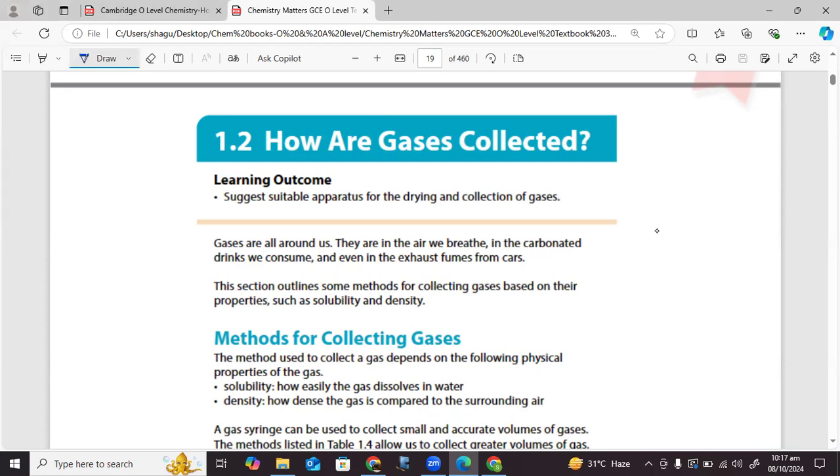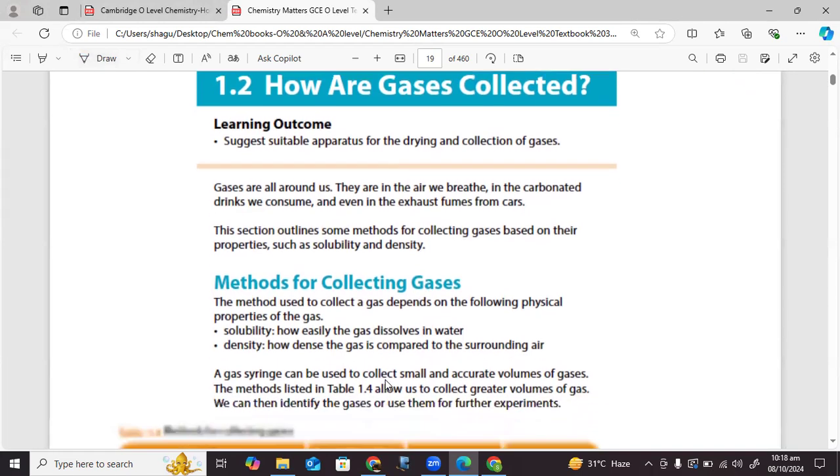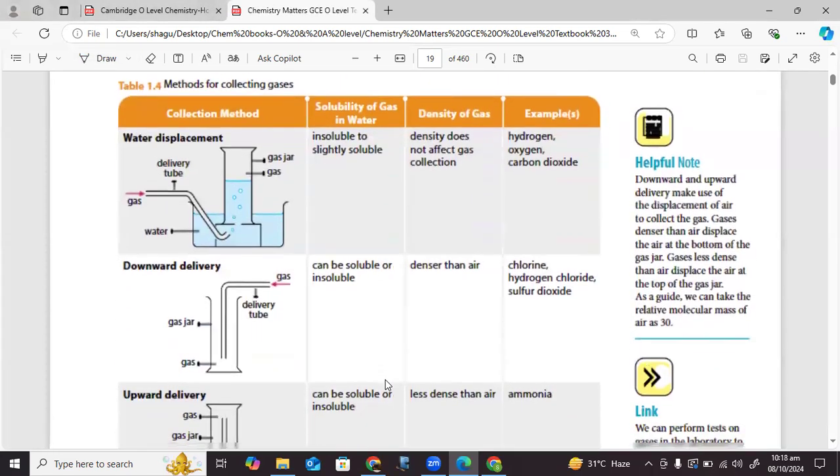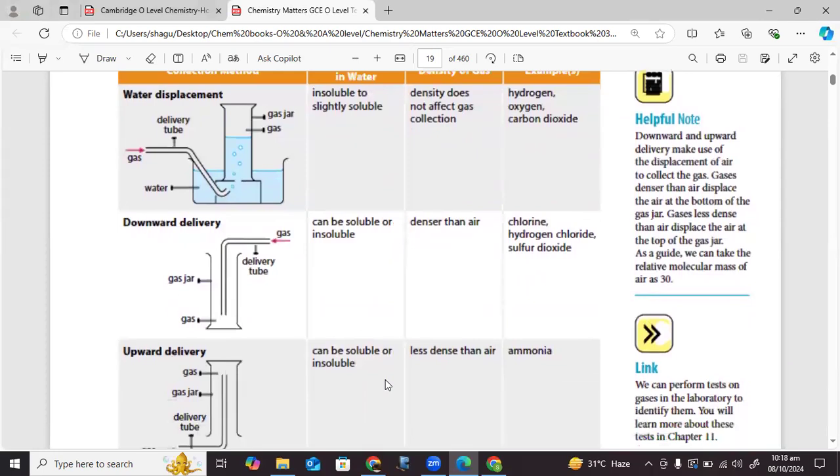Today we will discuss how gas is collected. It depends on the gas's properties. For example, there are some gases which are water soluble and some gases which are water insoluble, but they are heavier or lighter.